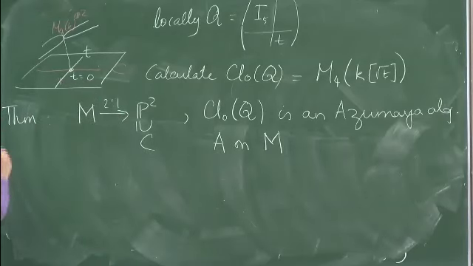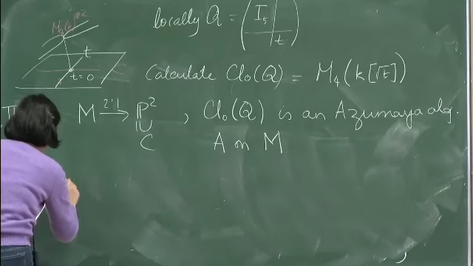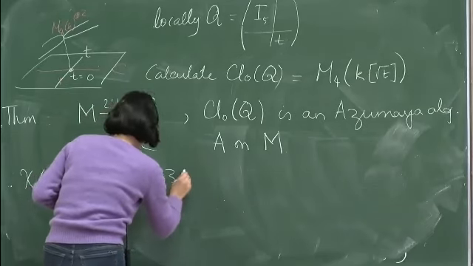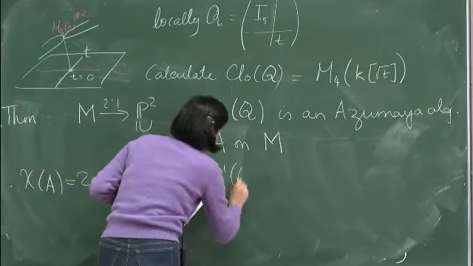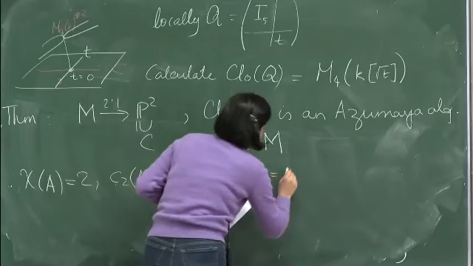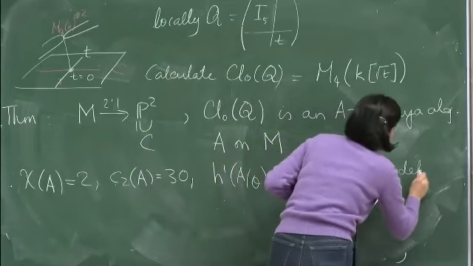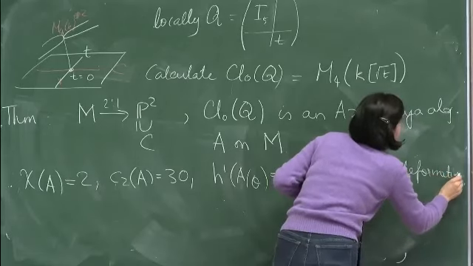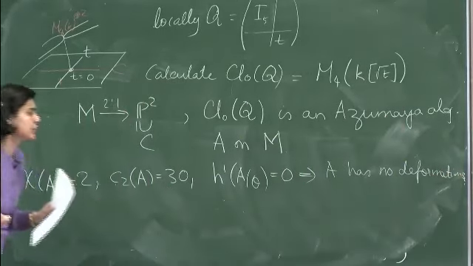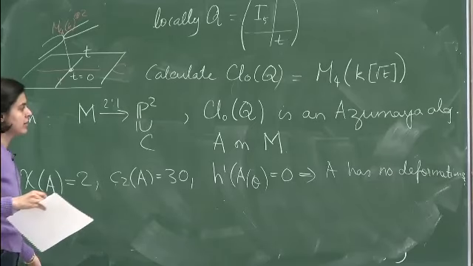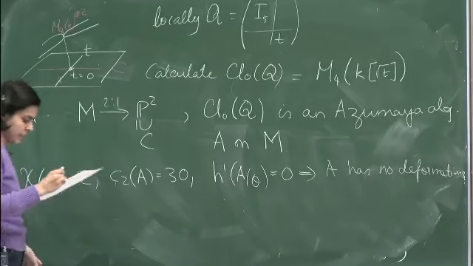We then went on to calculate its invariants, and for that we had to use the theory of Koszul algebras and then some techniques from geometry. The Euler characteristic is 2, the Chern class is 30. But most importantly, we found that H1 of A mod O is 0, which means A has no deformations. So it doesn't deform. It would be interesting to know whether this is the only Azumaya algebra in its equivalence class, if there are others. But anyway, there is no higher dimensional moduli space for this.